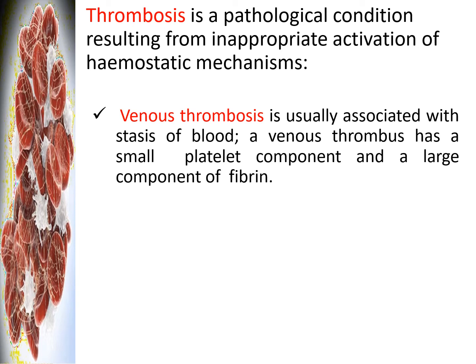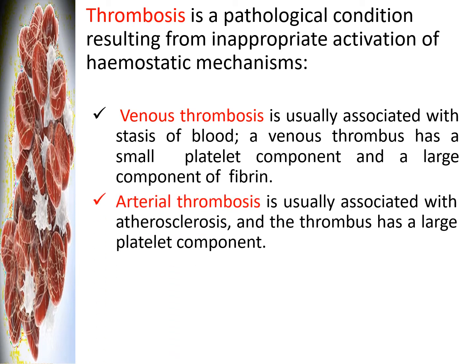It is usually associated with stasis of the blood. A venous thrombus has a small platelet component and a large component of fibrin. Point to be noted over here, in this the platelet component is small and the component of fibrin is large. Then the next is arterial thrombosis, which is usually associated with atherosclerosis, and the thrombus has a large platelet component.